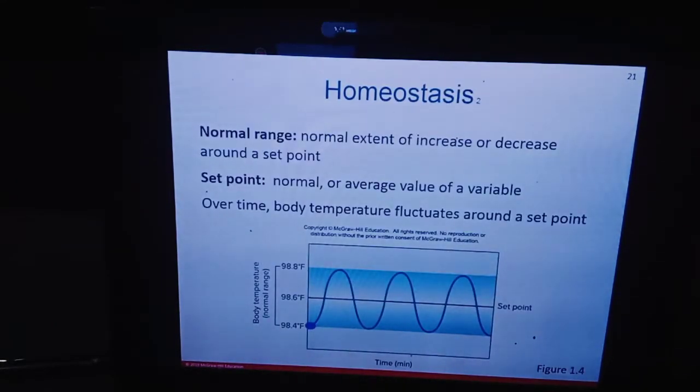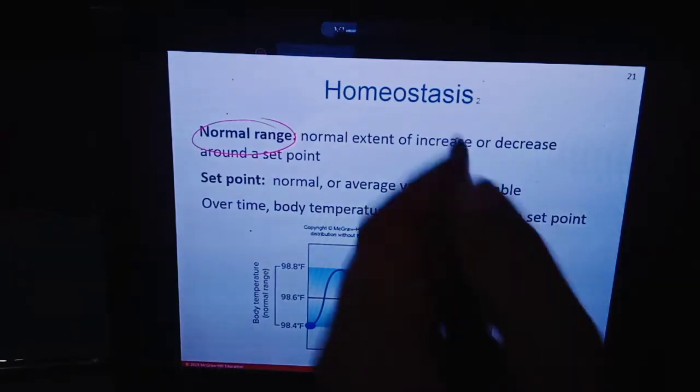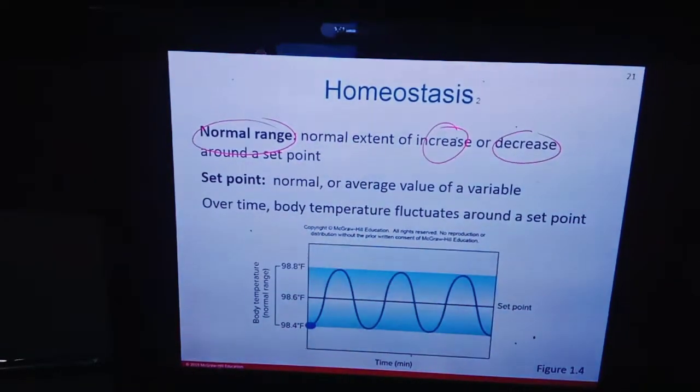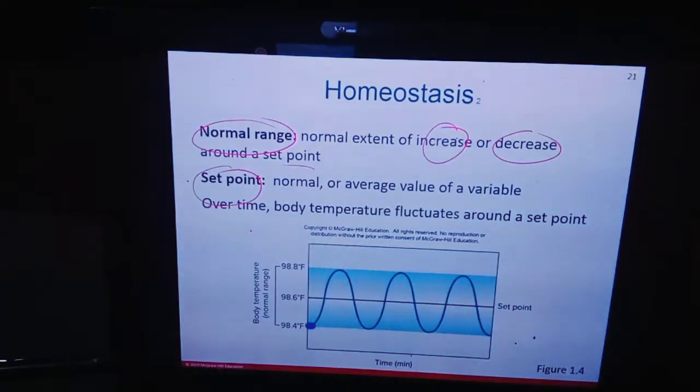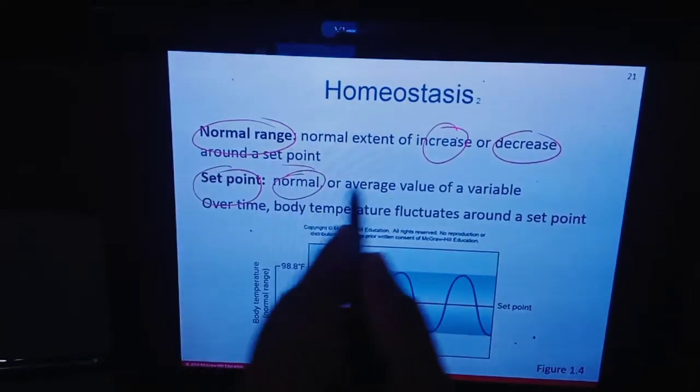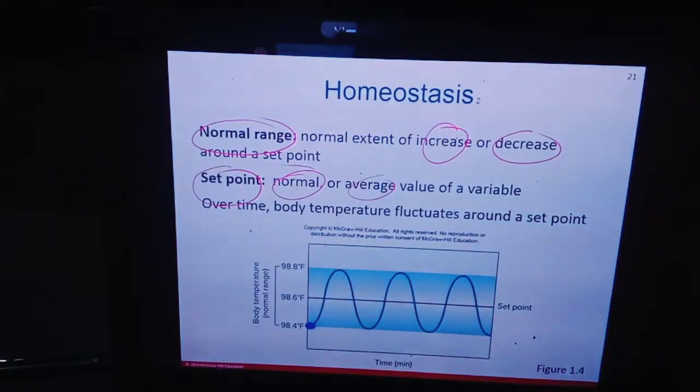We have this particular term that we need to ponder: normal range. Normal range is simply the normal extent of an increase or a decrease around a set point. What is a set point? A set point is the normal, or the average value, of a variable over time. Your example is your body temperature. It fluctuates around a set point.